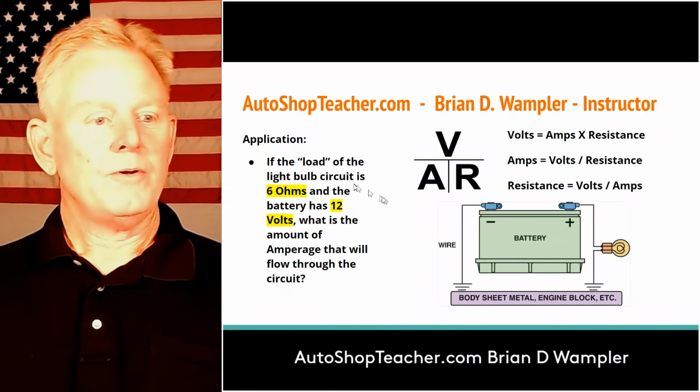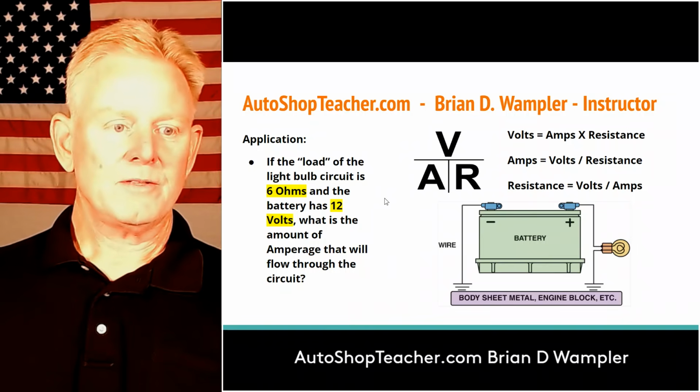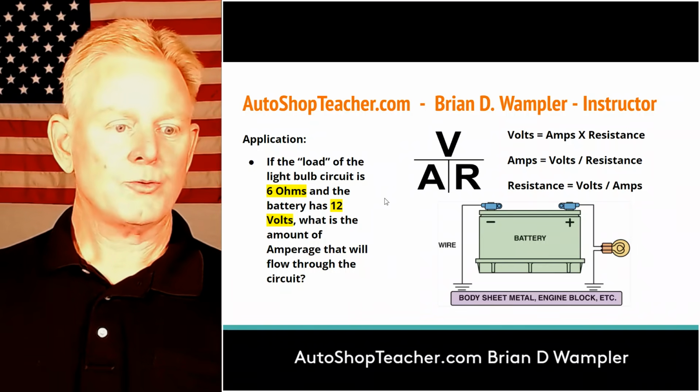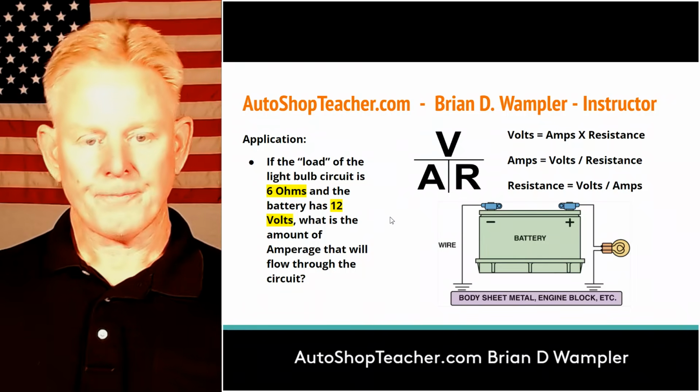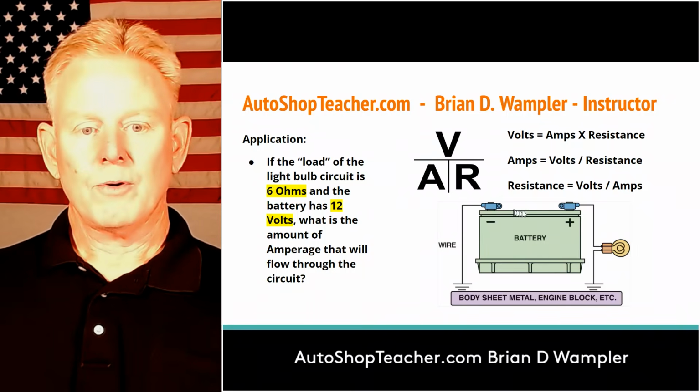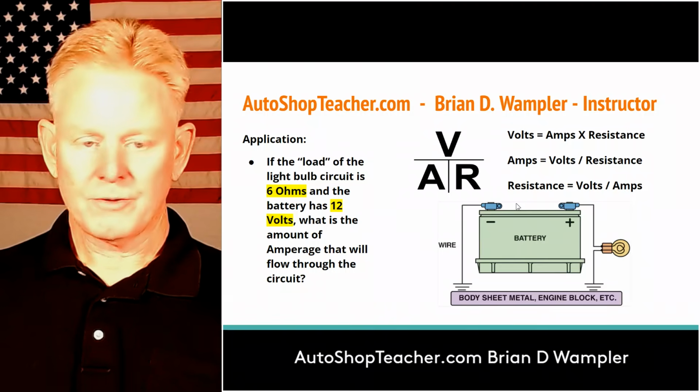So if the load of this light bulb circuit is 6 ohms and the battery has 12 volts, what is the amount of amperage that will flow through the circuit? So let me put that more into illustration here using the cursor.